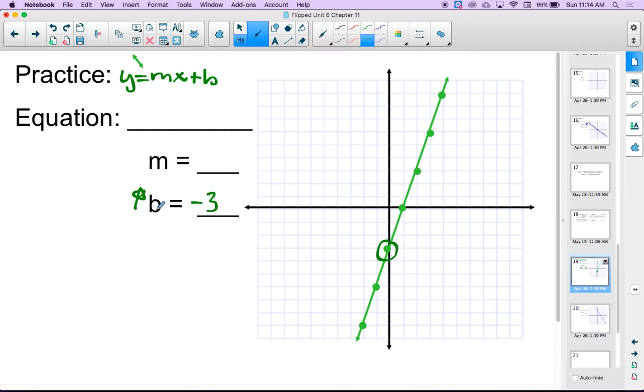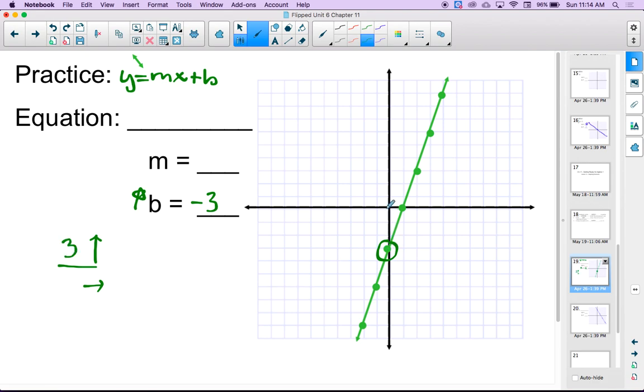Once we find our y-intercept, now we can find the slope. Remember, slope is rise over run. So we're looking at how many spaces we rise to get to the next point, and then how many spaces we run to get to the next point. So starting here at our y-intercept, let's rise until we get to this next point. Okay, we're going to rise 1, 2, 3. So our numerator is going to be 3.